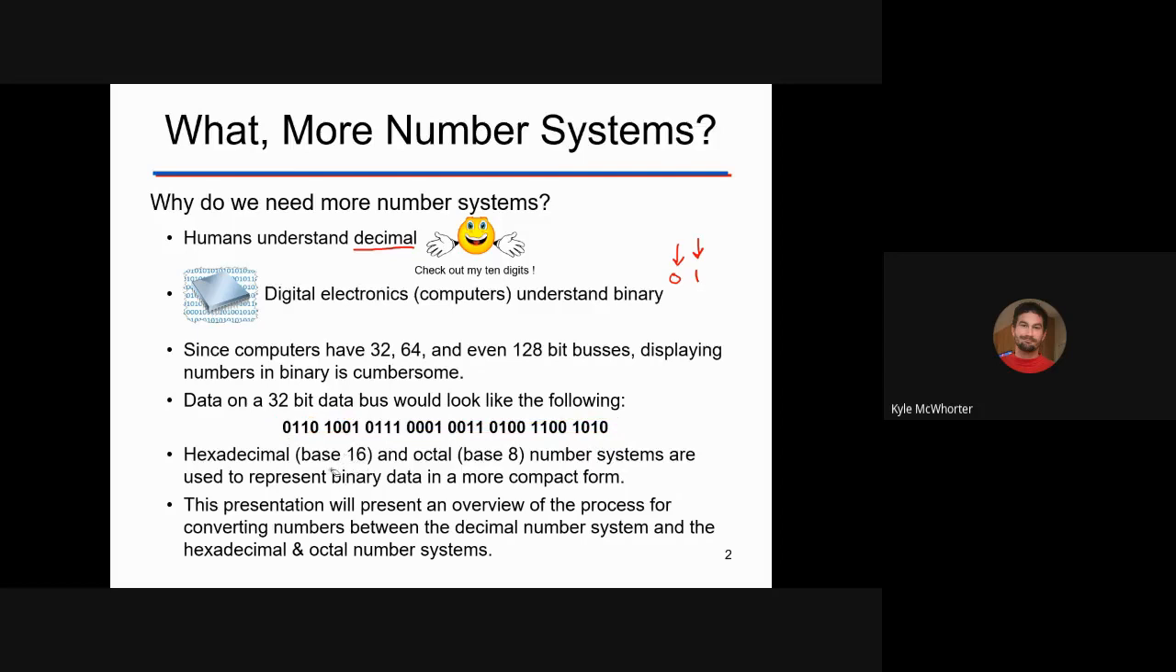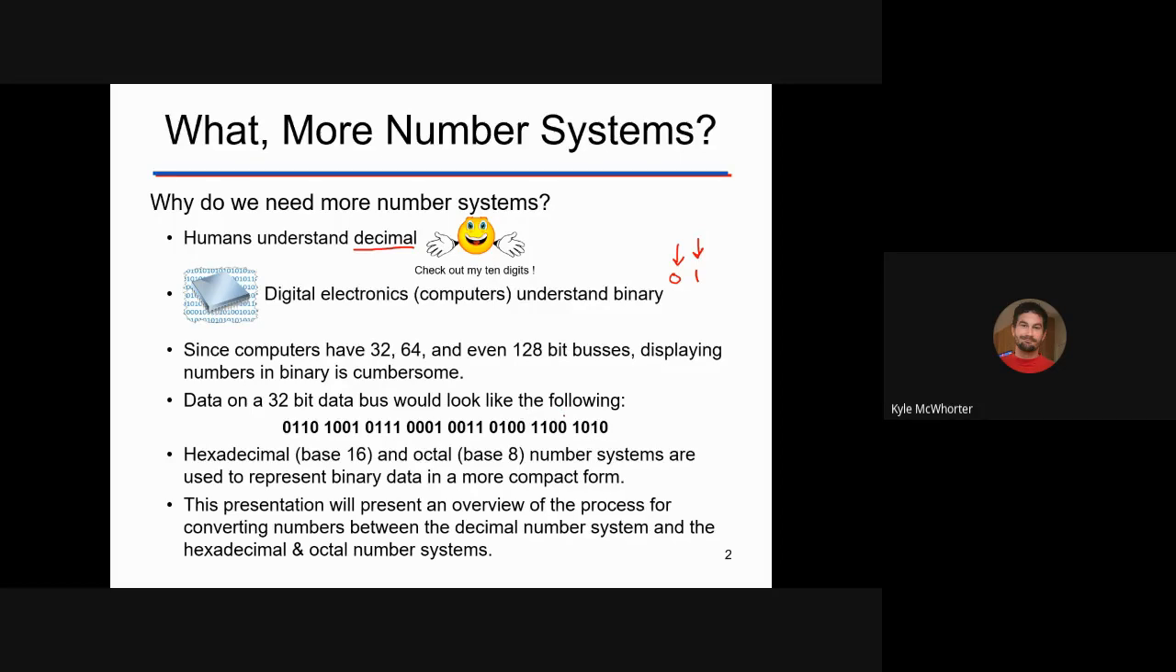But we can use hexadecimal, which is base 16, and octal, which is base 8, and we can actually represent binary data in a more compact form. And we're going to learn a shortcut by the end that makes it a little easier to convert back and forth between hexadecimal, octal, and base 2 binary. But what we have to do is figure out how to relate all of these number systems to the one that we're used to, which is base 10.